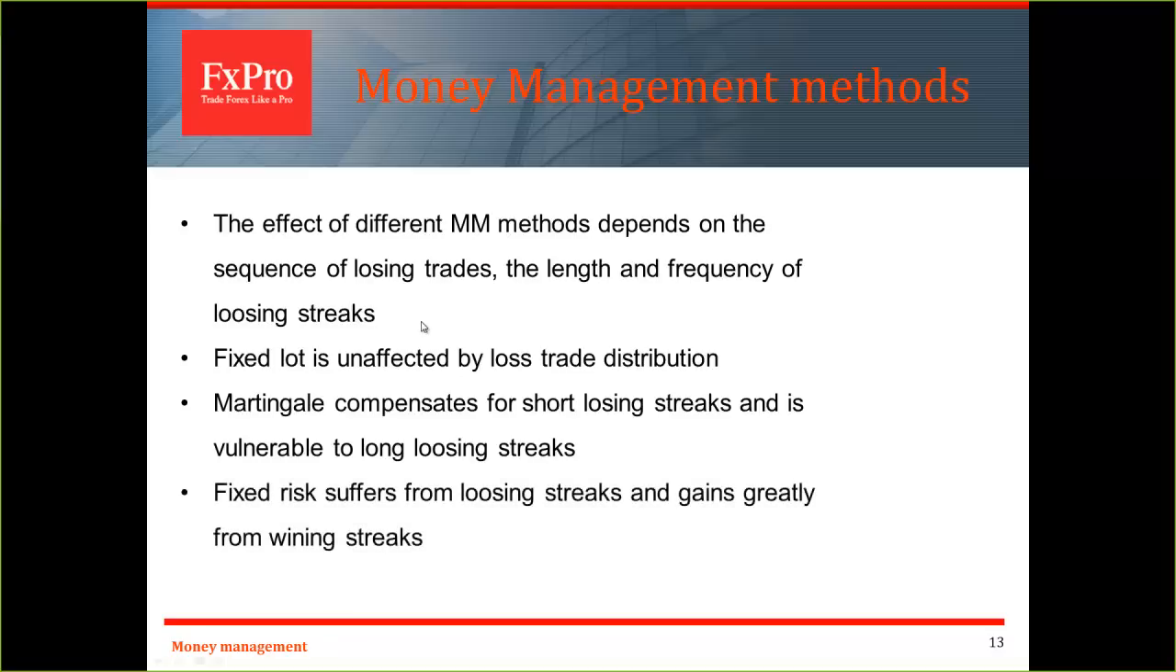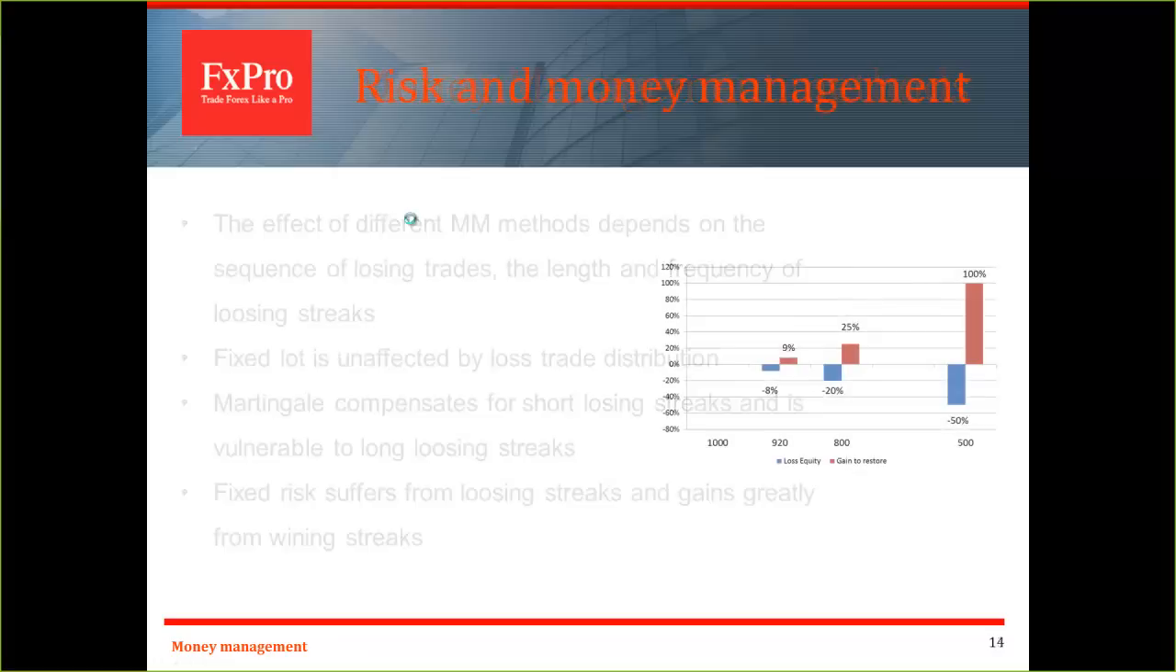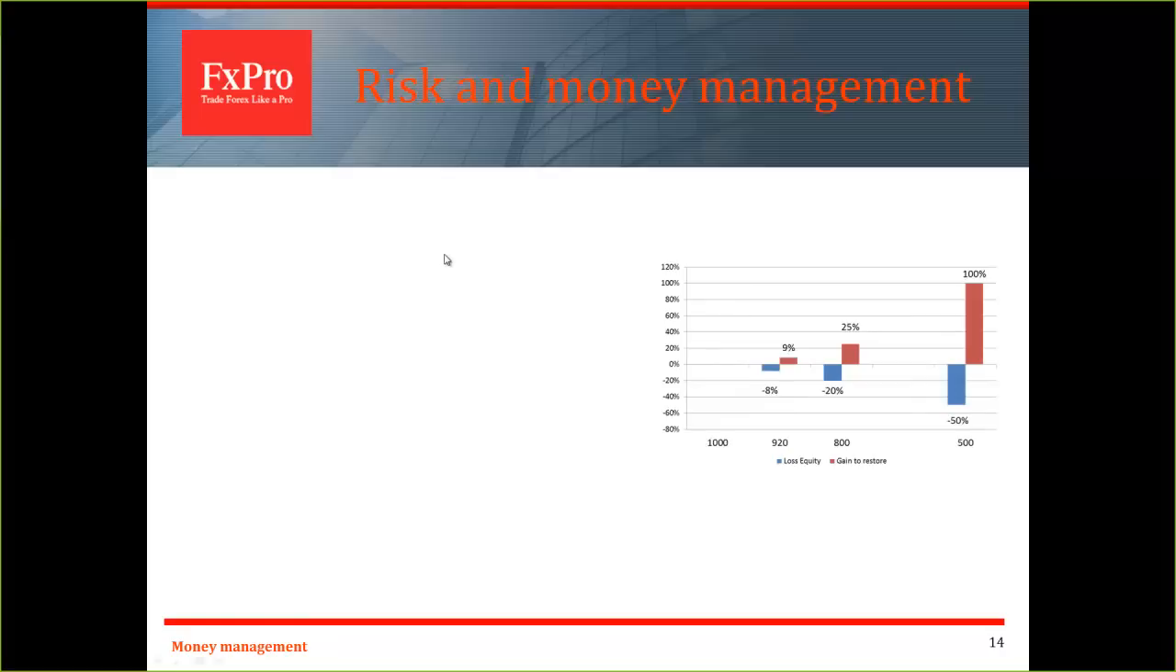And the fixed risk suffers from losing streaks more than a fixed lot, but also gains from winning streaks much more than the fixed lot as well. So how exactly your underlying strategy trades will affect your choice of money management as well. And we will get back to this slide in a moment.